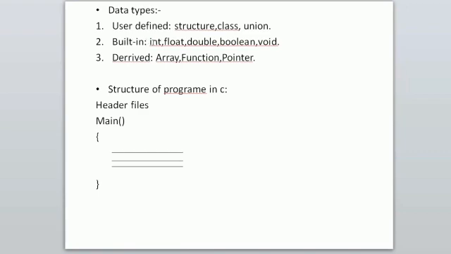Built-in data types include integer, float, double, boolean, void, etc. Integer means it stores the integer value, float means it stores the floating point value. Then what does void mean? Void means it returns nothing, neither zero nor anything else. Okay. So the third type is derived data types.